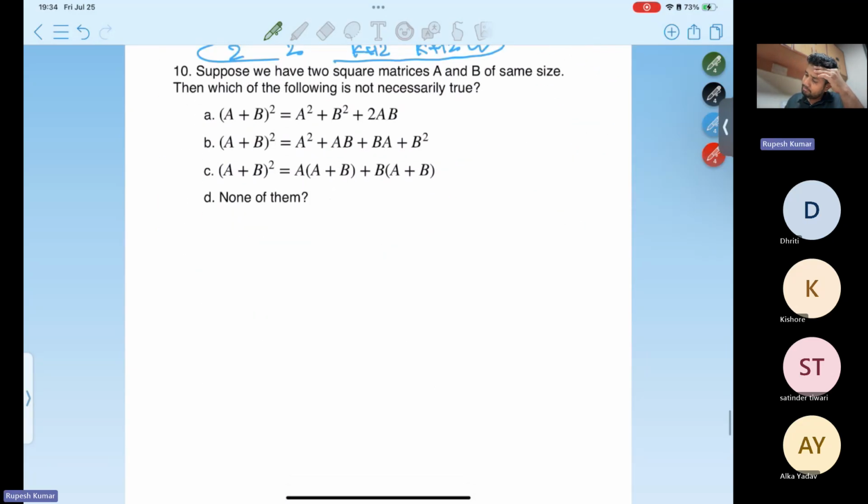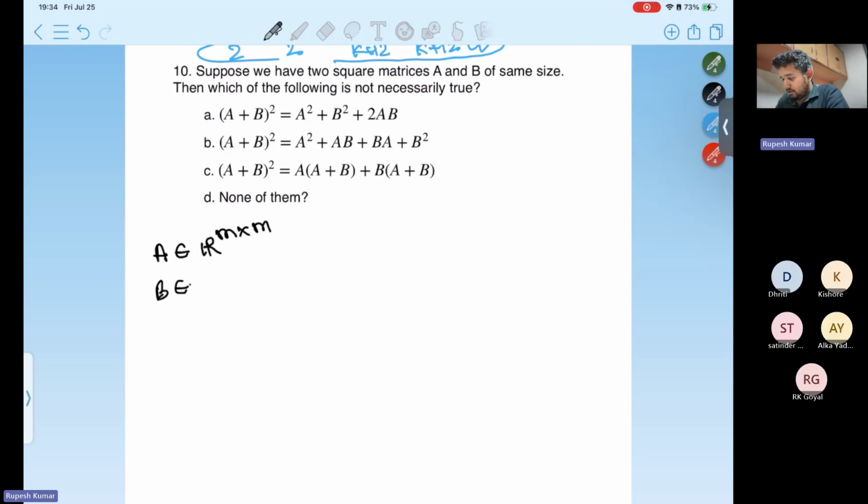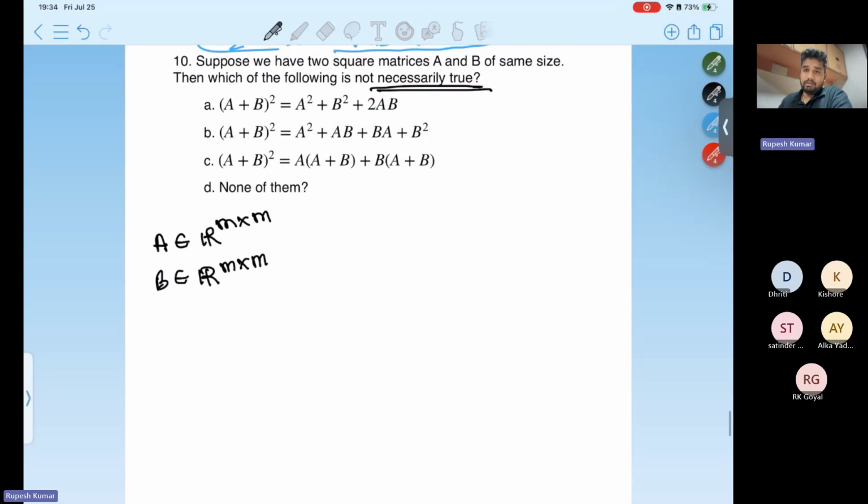Suppose we have two square matrices A and B of same size, then which of the following is not necessarily true? Fine. Same size. So let's say A is a matrix that has dimensions M cross M. Again, B is a matrix that has dimensions M cross M. And which of them is not necessarily true? Let's pay attention to this, which is not correct for always, right?